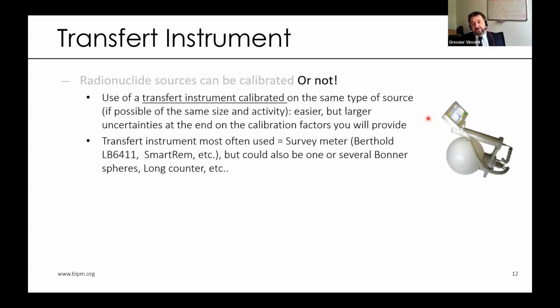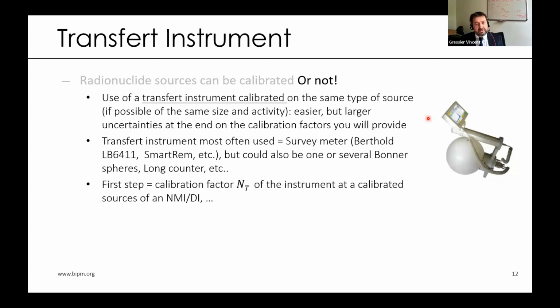The transfer instrument that is most often used is a survey meter, like a Berthold LB6411 or SmartRAM. There are a lot of possibilities, but you could also use just one or several Bonner spheres. You can use a long counter. I will come back to what a long counter is later, etc.